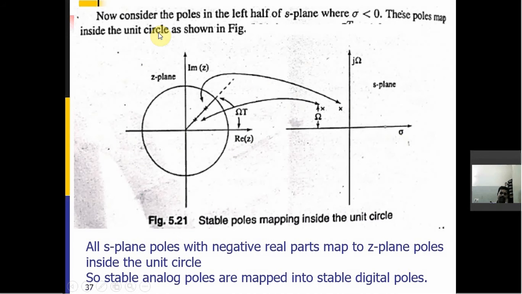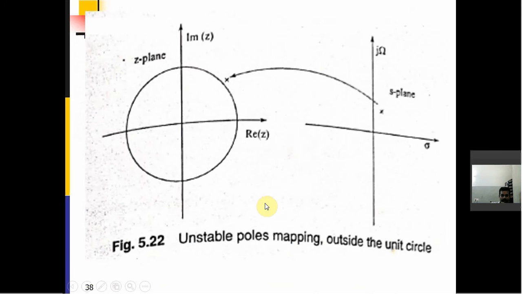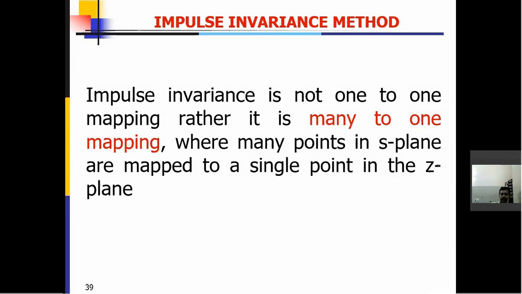Now consider the poles on the left half of the S-plane, where sigma is less than 0. These poles map inside the unit circle. So all the S-plane poles with negative real parts map to the Z-plane poles inside the unit circle. So stable analog poles are mapped into stable digital poles, and unstable poles are mapped outside the unit circle.